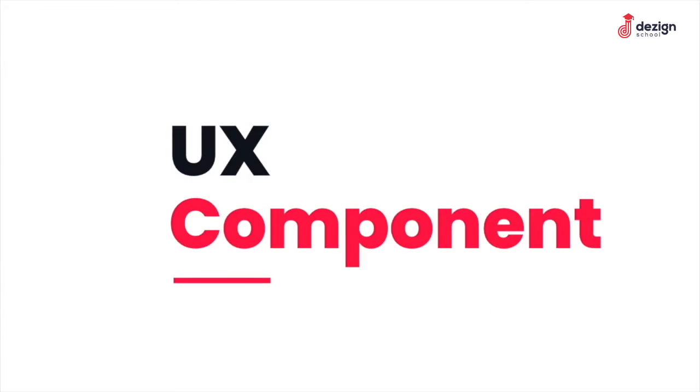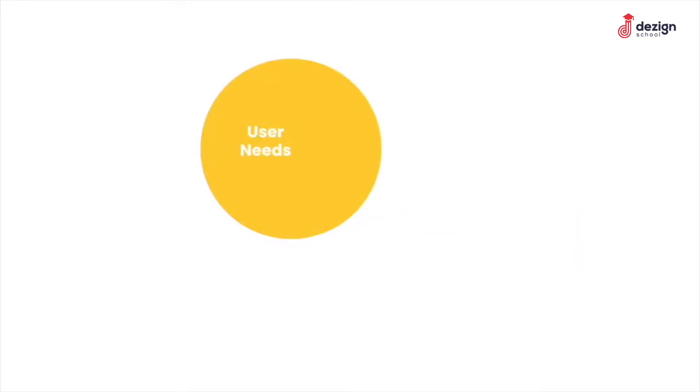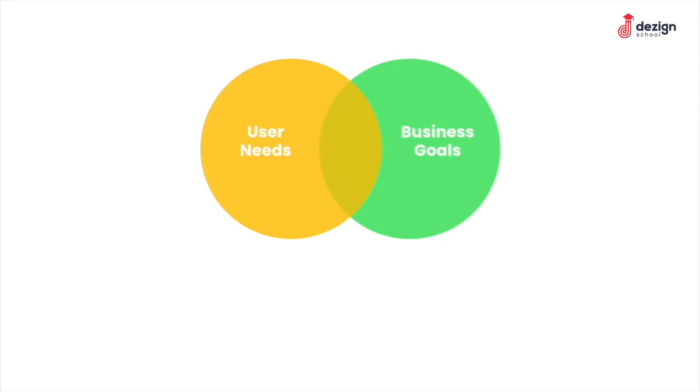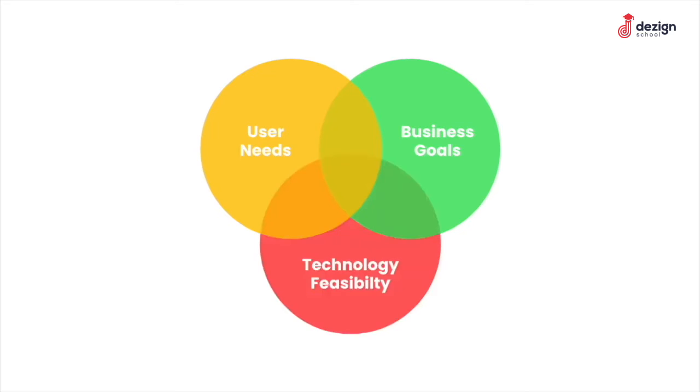UX components. First is user needs. Whatever we are designing, we have to design according to our users. What are his needs, motivation, goals, challenges and pain points? Second, business goals. We have to design keeping in mind our users' needs as well as our business goals. And third is technology. Whatever we are designing should be technologically feasible also. Could we even make it? When user needs, business goals and technology feasibility are aligned together, then UX becomes the sweet spot.